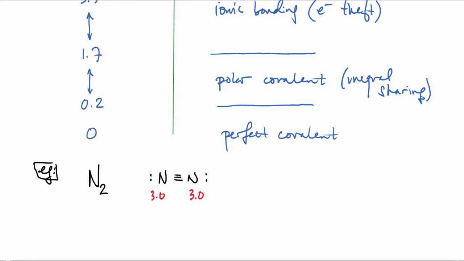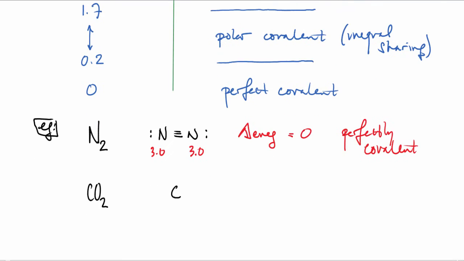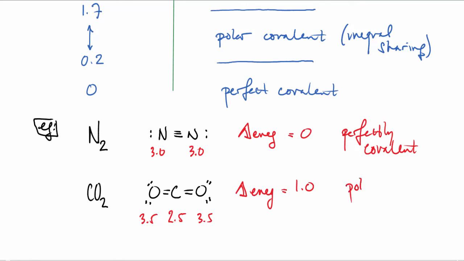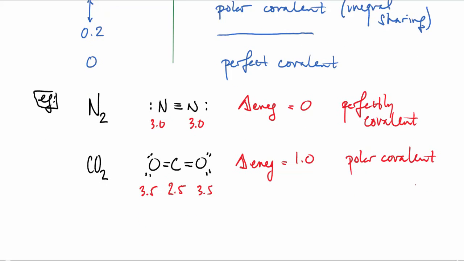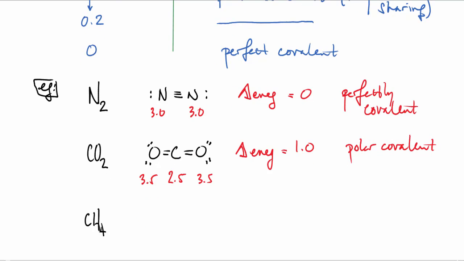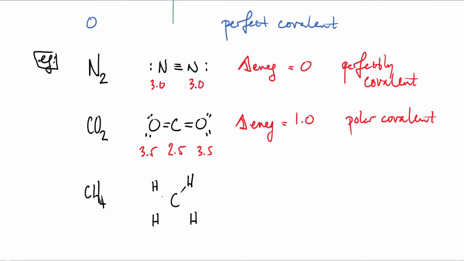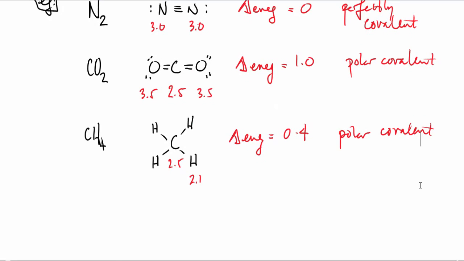Let's now look at a couple Lewis diagrams. Here we have nitrogen gas, and of course the difference in electronegativity between the two nitrogen atoms is 0. Each one has electronegativity 3.0, and this is a perfectly covalent bond. In carbon dioxide, the carbon and the oxygen have different electronegativities, and the difference is 1 unit, and so those bonds are polar covalent bonds between the carbon and the oxygen. Here in methane, each carbon-hydrogen bond is the same, and the difference in electronegativity is 0.4, and that is a polar covalent bond between carbon and hydrogen.